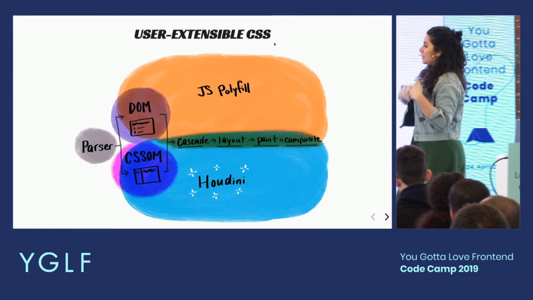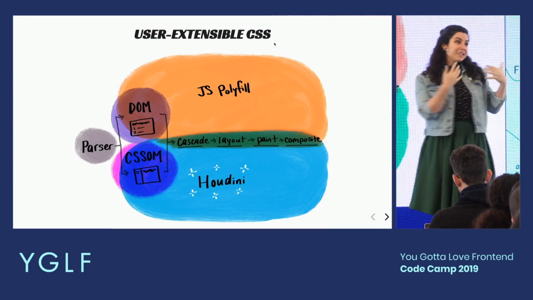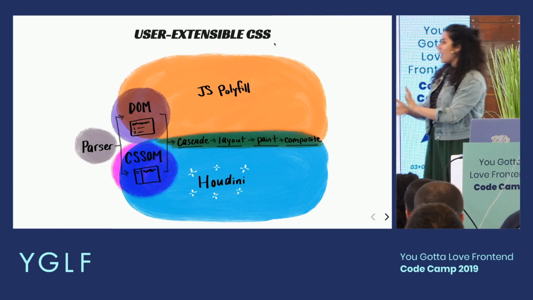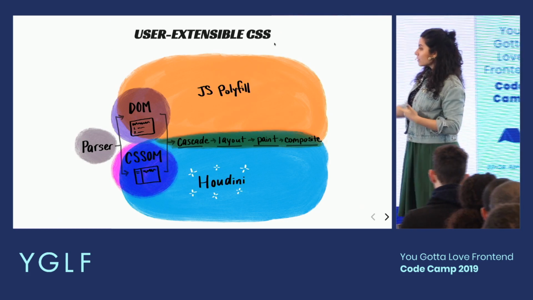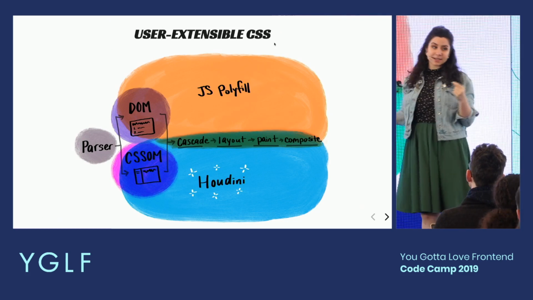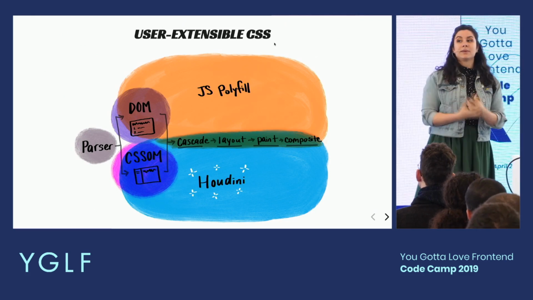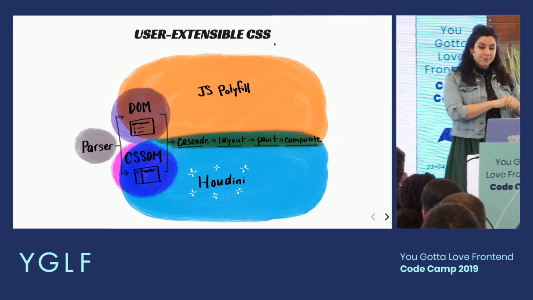Right now, if you design something on the web that doesn't exist on the web and you want to style it, you create a JavaScript polyfill. So the browser goes through this cascade, layout, paint, composite step and then has to go through that again because the DOM is now reloading with this JavaScript applied on top of it.